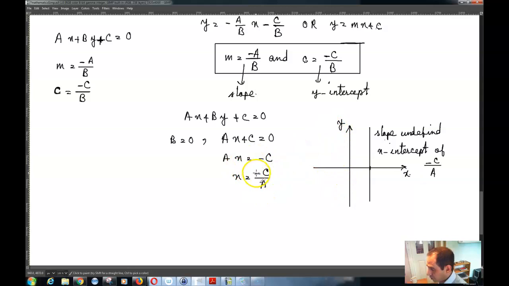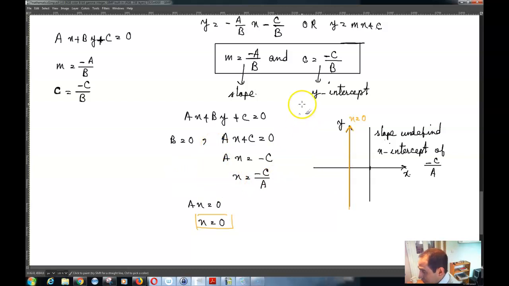If c is equal to 0 and b is equal to 0, then you will get ax is equal to 0. That means that x is equal to 0. So then your line becomes the y-axis itself, which is x is equal to 0. And in this case, I think by definition, x is equal to 0 is the x-intercept of the line, and then you don't have any y-intercept probably. I'm not sure about this, but it must be like that.